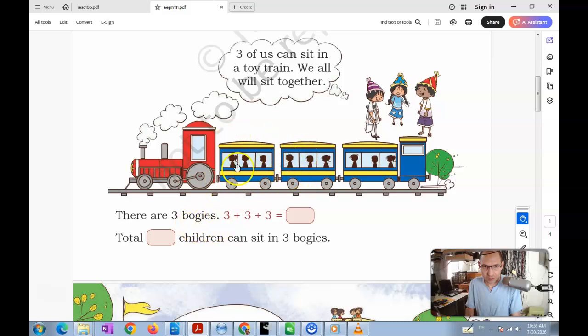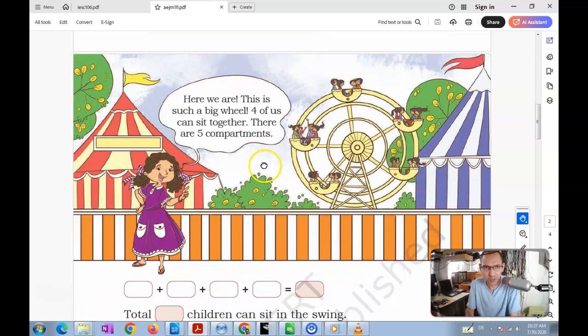Now there are these 3 compartments over here on this train, and in each compartment 3 people can sit. So 3 people sit here, 3 people sit here, 3 people sit here. That means the total number of people that can sit here would be 3 over here plus 3 over here plus 3 over here, which would be 9, right? So the total 9 children can sit in 3 bogies. Again, if you had, for example, a couple of thousands of these compartments, then the calculation would be simply impossible, right? It would take you forever to calculate that.